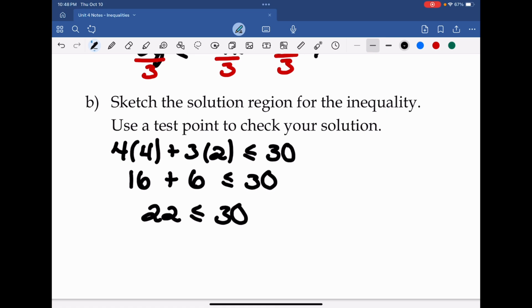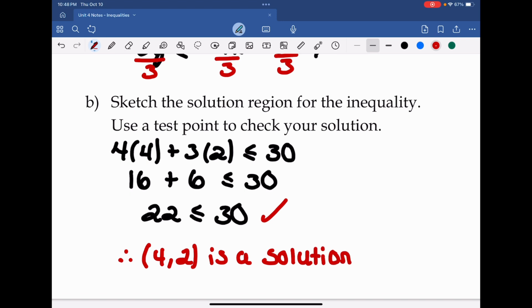Is that true? It definitely is. And therefore, we say that this is a solution. So I'm going to say, therefore, we know that (4, 2) is a solution. And it's really important to use a small sentence, or even just say that it is a solution right below, just so that we're aware.